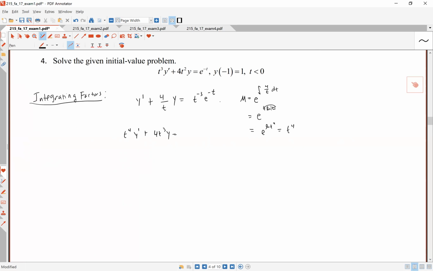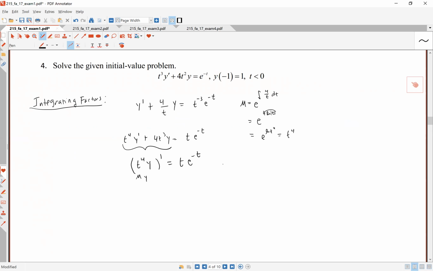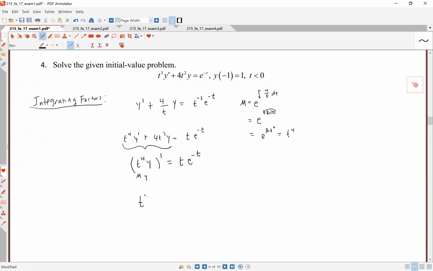Okay, so remember when we do integrating factors, when you multiply both sides by the integrating factor, this is always the derivative of mu times y. So this is the derivative of t to the fourth times y, and that equals t e to the negative t. So we integrate both sides now and get t to the fourth times y equals the integral of t e to the negative t times dt.